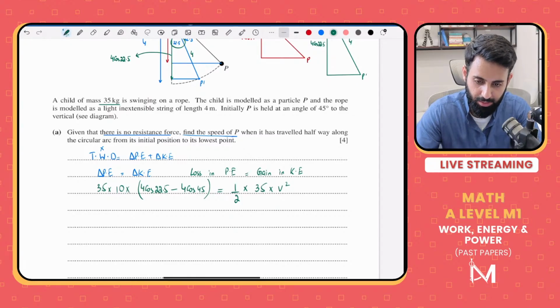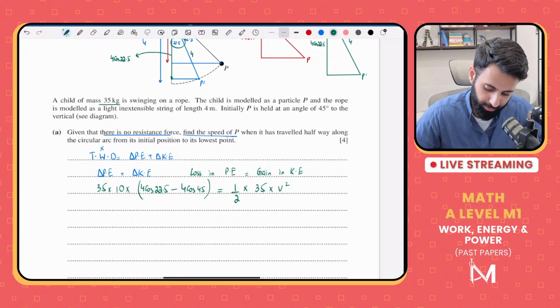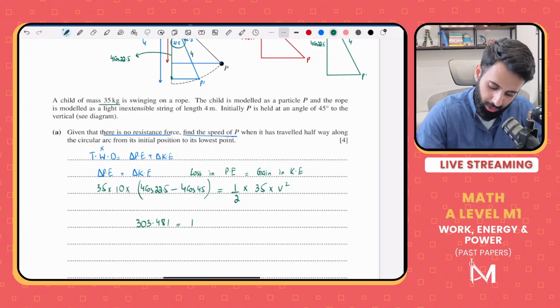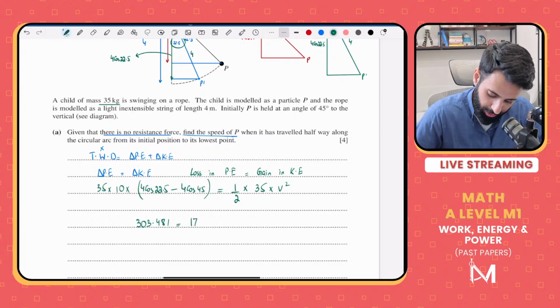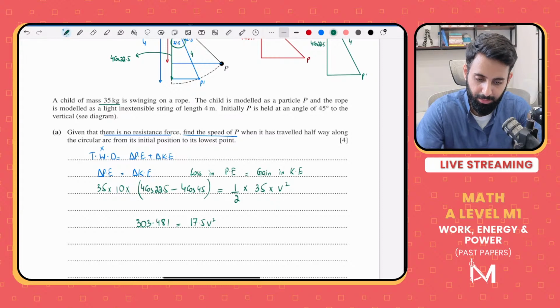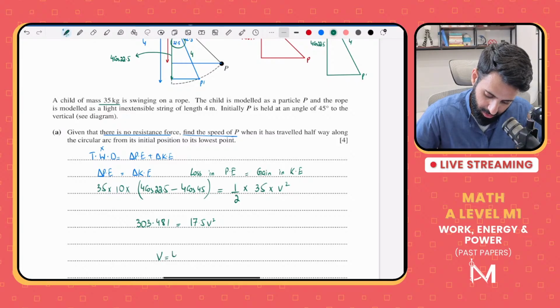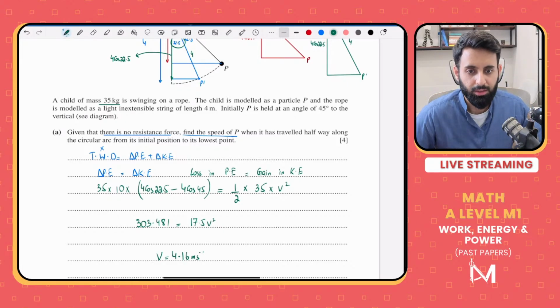So 35 times 10 times 4 cos 22.5 minus 4 cos 45. So this is 303.481 something is equal to 35 upon 2, which is going to be 17.5 v square. So divided by 17.5, take the square root of the answer, and we have 4.16. 4.16 meters per second. Let's see if that's the correct answer.